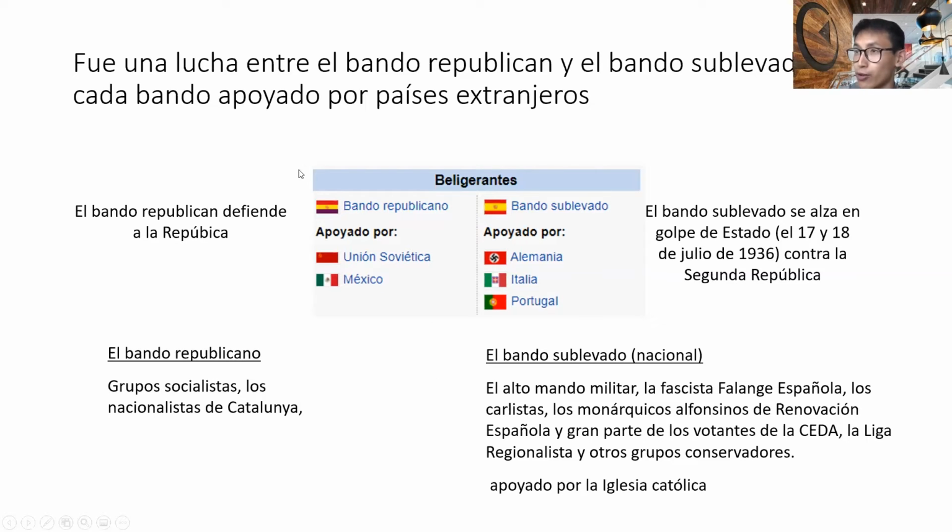If you look at the photo in the middle, there are also other countries that supported each of the bands. For the Republican side, you have the Soviet Union, and Mexico also supported them. On the other side, because the bando sublevado was a lot more right-wing and fascist, you have Germany, Mussolini's Italy, and Portugal as well.